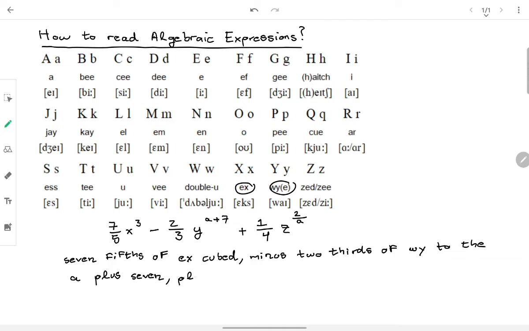plus 1/4 of z to the 2 over a. And that will be how we read this expression. So it will be 7/5 of x cubed, comma, minus 2/3 of y to the a plus 7, comma, plus 1/4 of z to the 2 over a. And that will be it. So now you can do the exercises of the activity that is called how to read algebraic expressions.